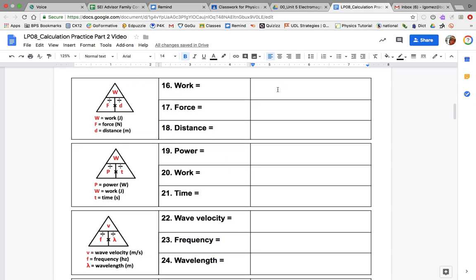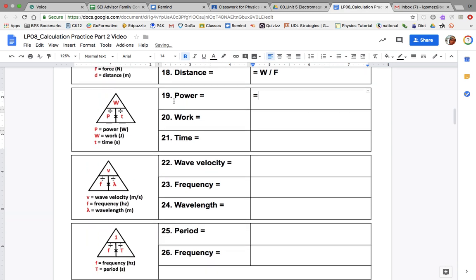If I want to calculate work, I'm going to do force multiplied by distance. If I want force, I need to do work divided by distance. Now if I want distance, I need to do work divided by force.